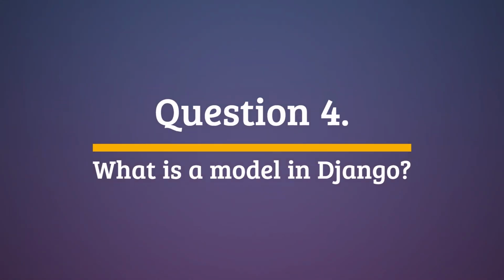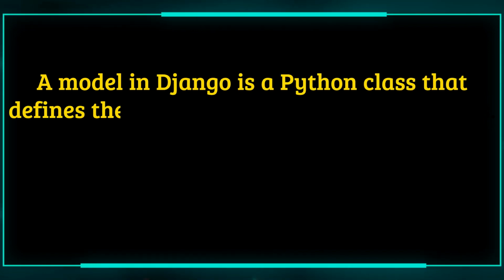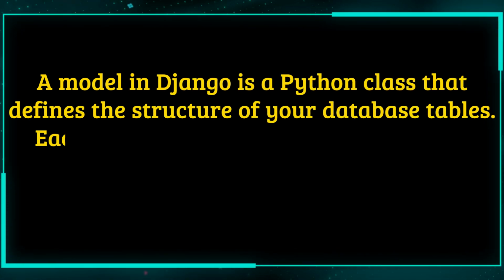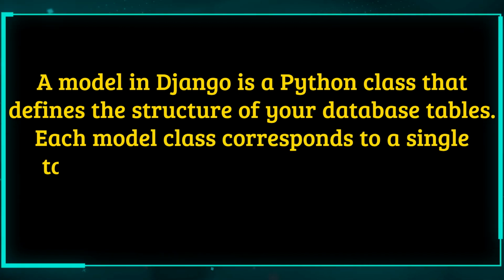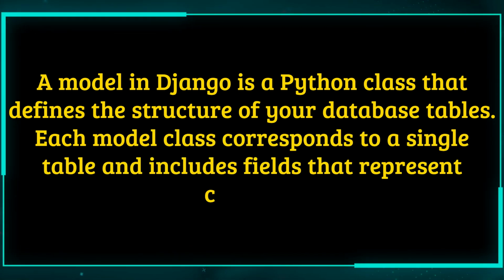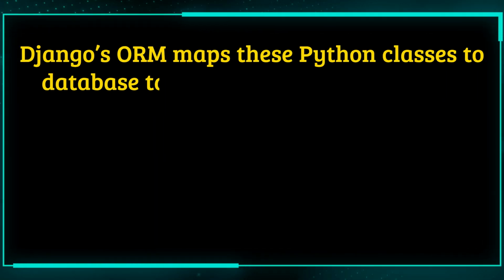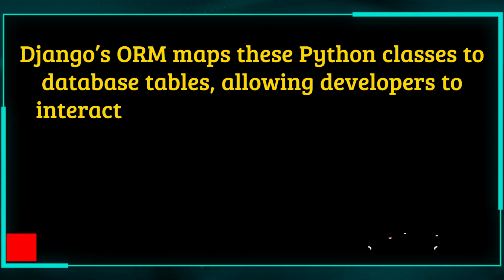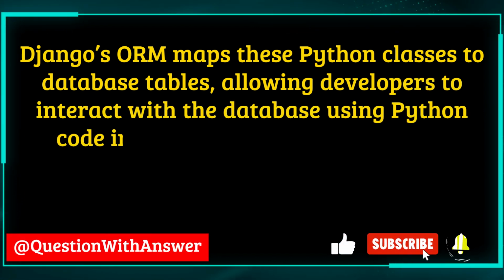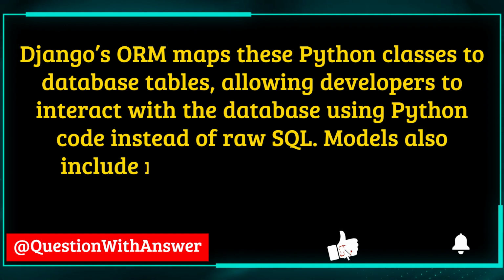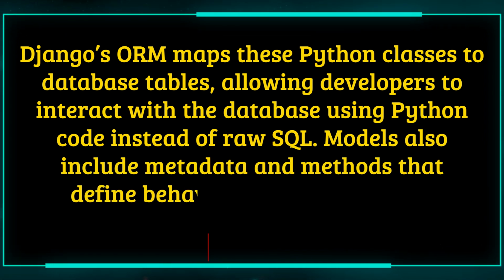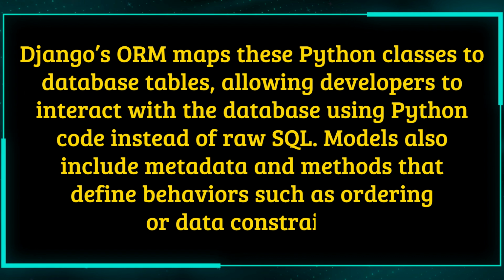Question 4. What is a model in Django? Answer. A model in Django is a Python class that defines the structure of your database tables. Each model class corresponds to a single table and includes fields that represent columns. Django's ORM maps these Python classes to database tables, allowing developers to interact with the database using Python code instead of raw SQL. Models also include metadata and methods that define behaviors such as ordering or data constraints.